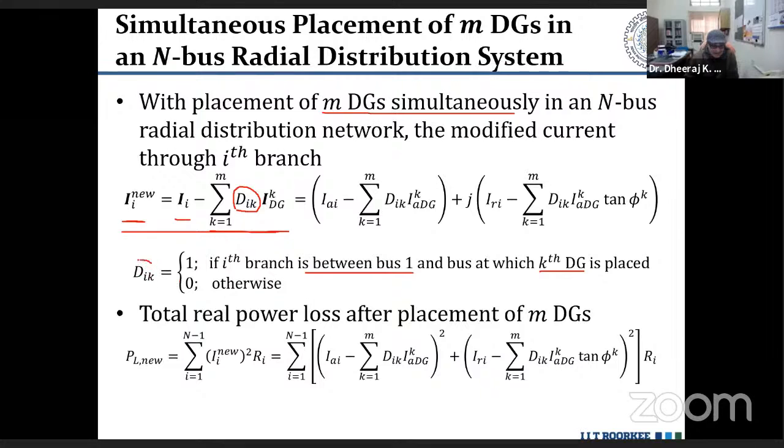So this is actually a two-dimensional matrix, and 0 indicates that the ith branch is not affected, and 1 means the ith branch is affected because of DG placement.